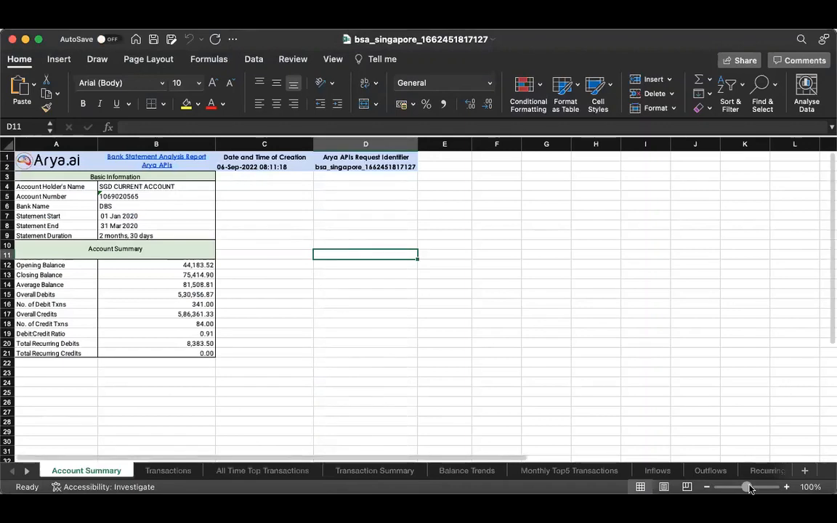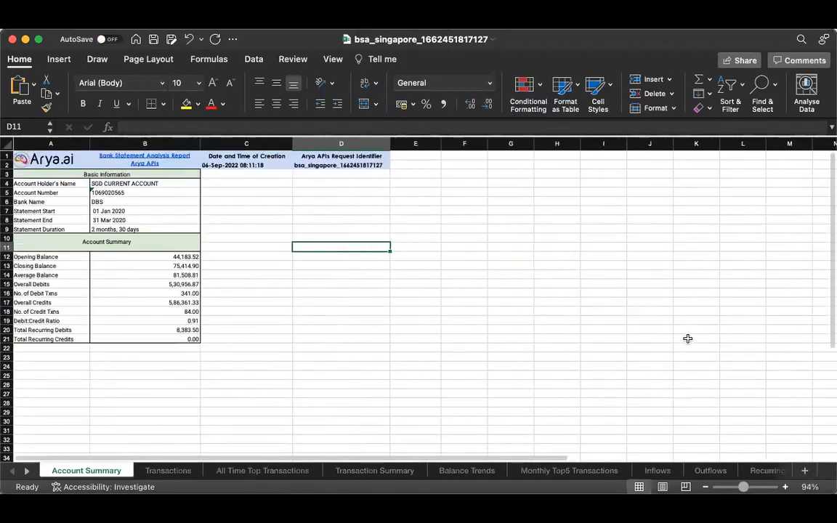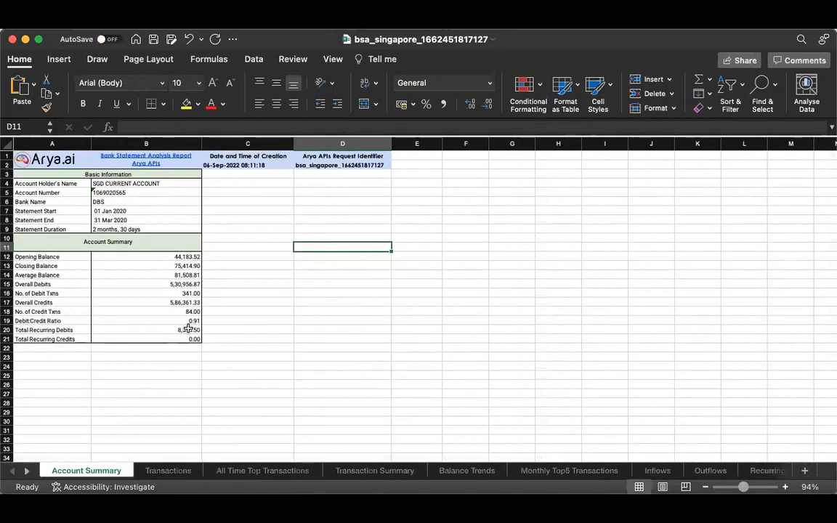So this is the Excel file which is generated in the report. Basically, it gives all the account summary information in the first place with the date and time of creation. And we have the opening balance, closing balance, and the average balance, and the overall number of credit and debit transactions, and overall debit and credit amounts as well, and the debit to credit ratio, as well as the recurring debits and credits as well. So we'll go through each of these in detail to understand what output is generated.